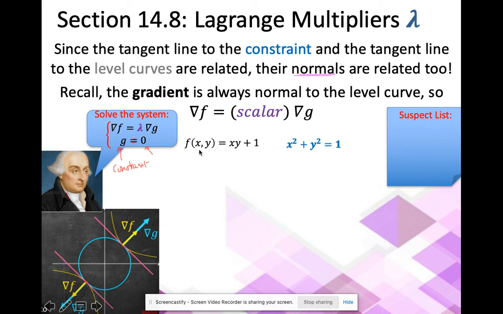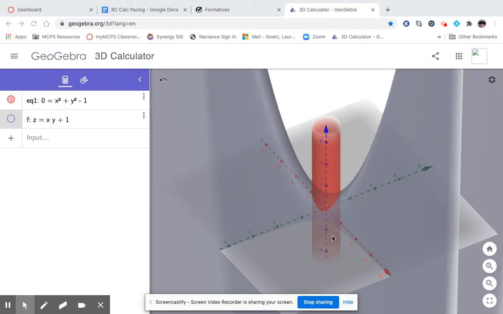So here is my surface. Here is my constraint. But remember, I have to take my constraint and set it equal to 0. Well, that's easy enough. Now, think about what that's doing. Because in 3D space, what does x squared plus y squared equals 1 look like? It looks like an infinite cylinder. Can you see my little Pringle-shaped intersection there?